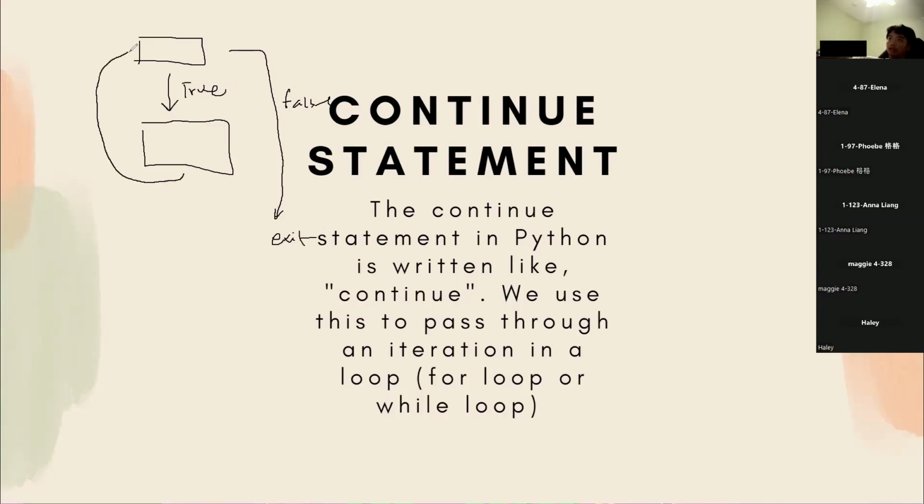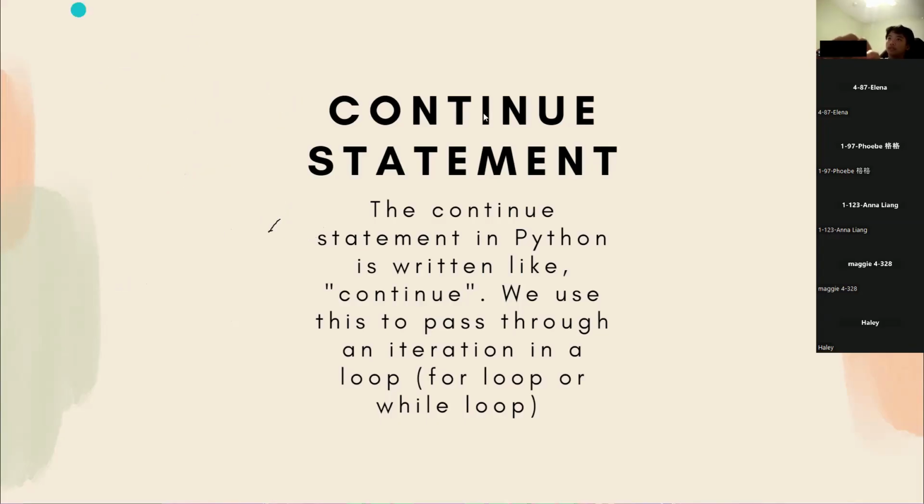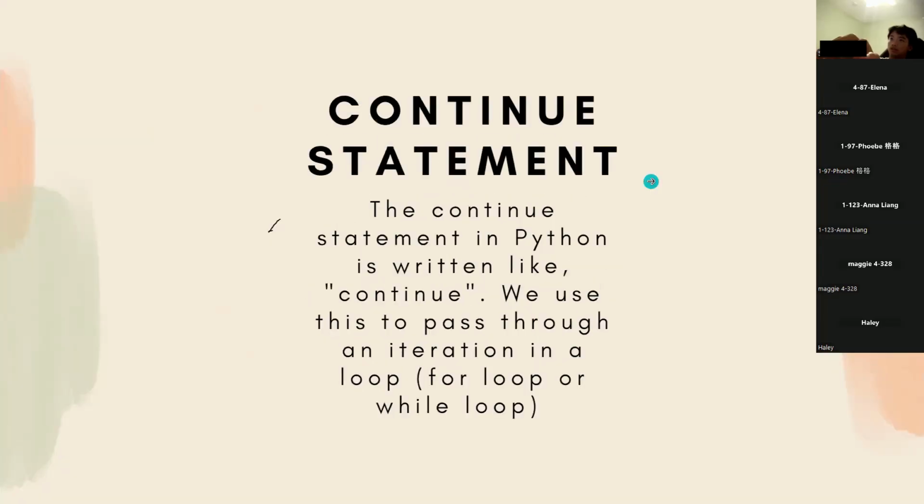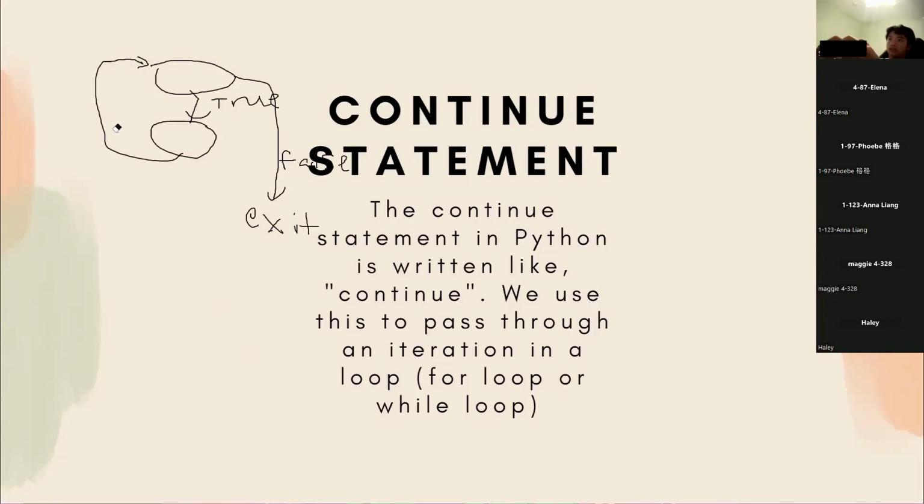And then here we go back up. Whenever we reach a continue, instead of finishing the code, we just jump back up to here. So let me give you an example of what it does. It kind of just skips the iteration. I don't have an example here, so I'll just draw.